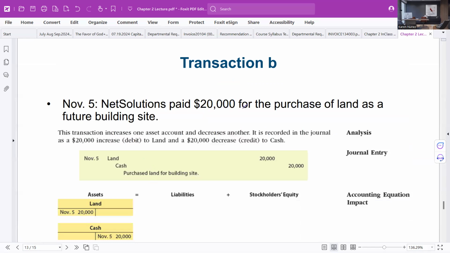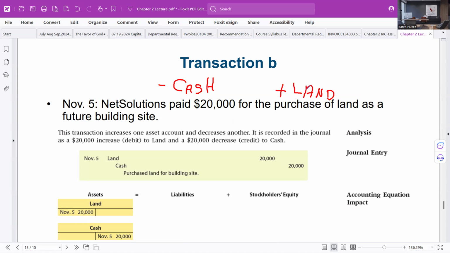Let's say that Net Solutions paid $20,000 for the purchase of land as a future building site. So they paid $20,000 in cash. If they're paying cash, we've got to decrease it. Cash is flowing out, and cash is an asset. And they bought some land, so we have an increase in our land, and land is an asset. That's how you want to think about this transaction. We've got two assets: we have to decrease cash, and we have to increase land.